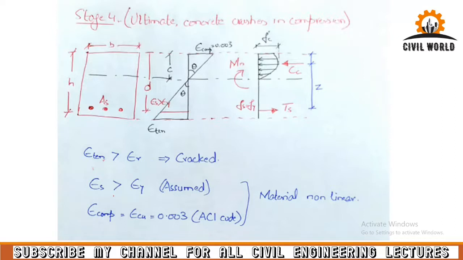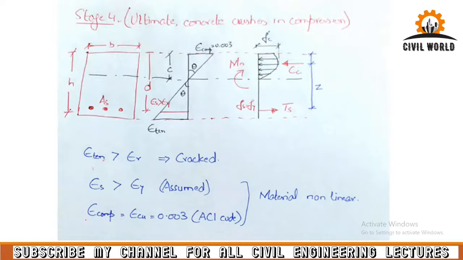Tensile strain in steel is now greater than the yielding strain, as we discussed in our moment curvature graph, that steel has already started to yield, and it is a lot greater than its yielding strain. We'll discuss it in our examples as well, and we are assuming that it is a lot greater for some particular reasons, because we want the section to be tension control, but we'll discuss it in our coming lectures.